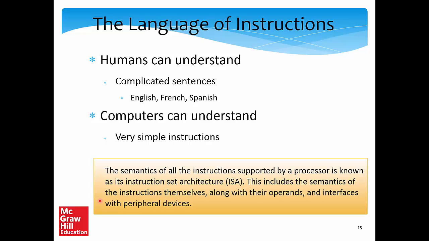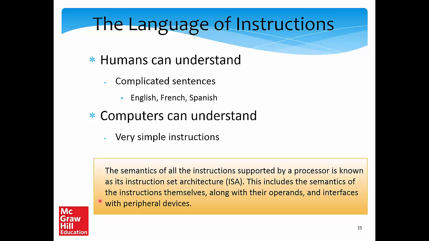The semantics of all of the instructions. So what's the meaning of semantics? It is the meaning, the way that instructions are used and what they stand for. So the semantics of all the instructions supported by a processor is known as its instruction set architecture, or ISA. This includes the semantics of the instructions themselves, how the instructions are written, along with their operands and interfaces with peripheral devices.